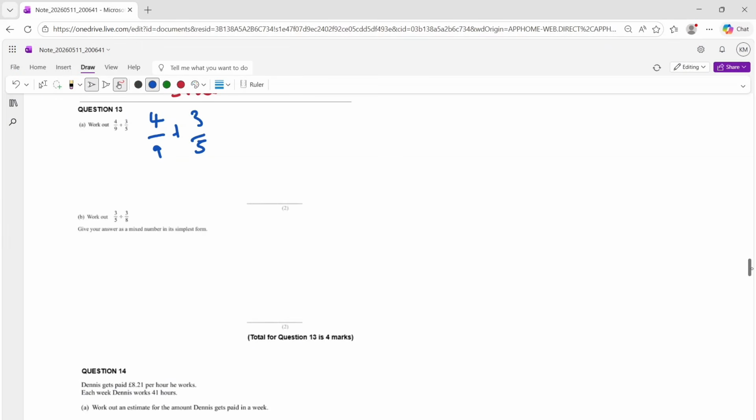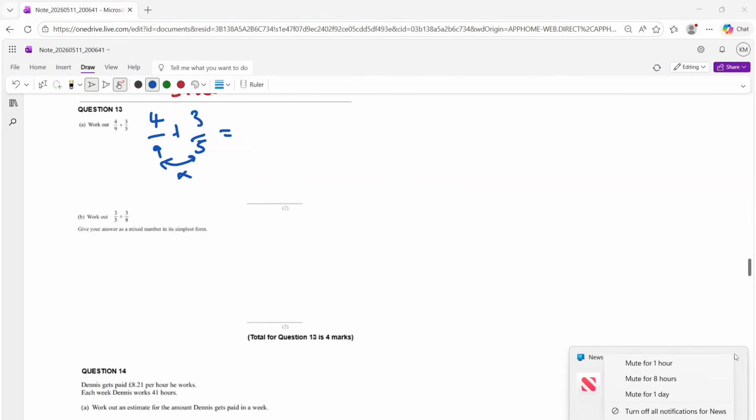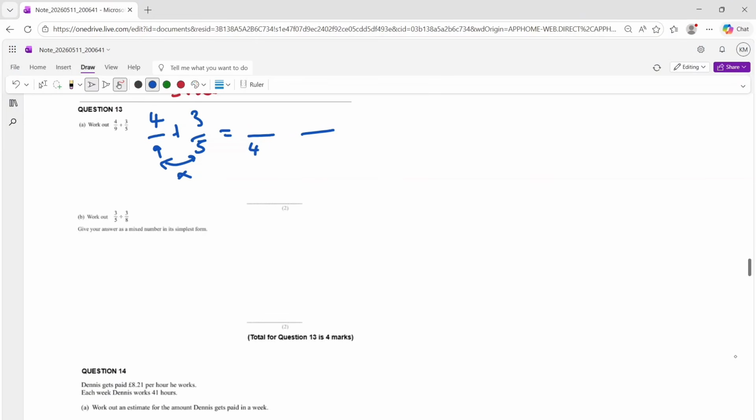At the moment, I can't add these together because I've got ninths and fifths. Common mistake that students make is to add these together and get a denominator of 14. You can't do that. It's like trying to add an apple to a banana. You can't add ninths to fifths. So what we have to do is make them the same first. So the easiest way to do this is to find a common denominator, is to multiply these two here together. So I have got 9 times 5 is 45. So that's going to be my common denominator.